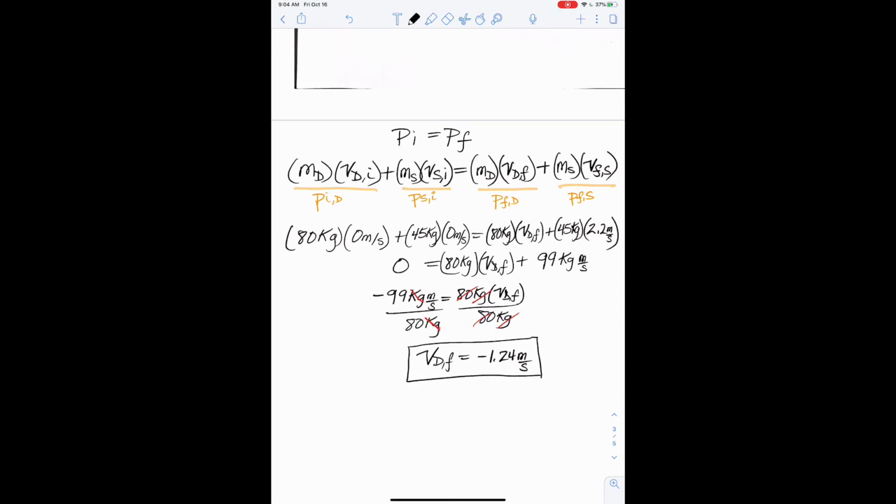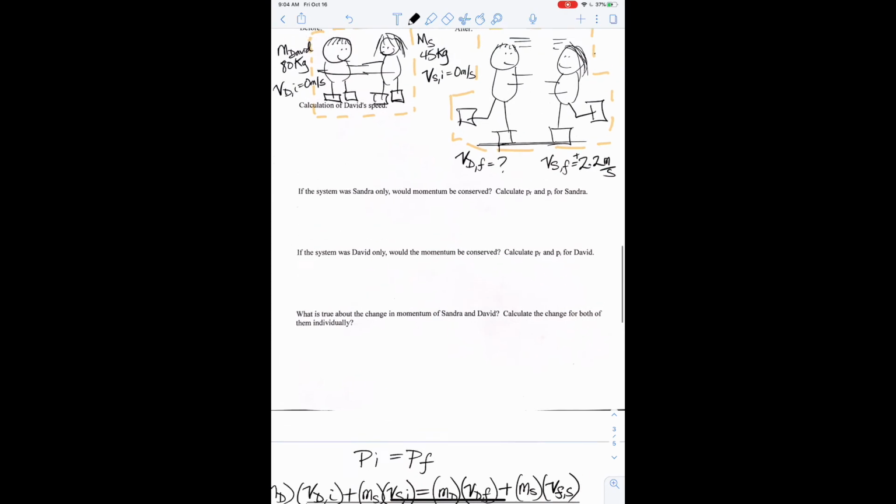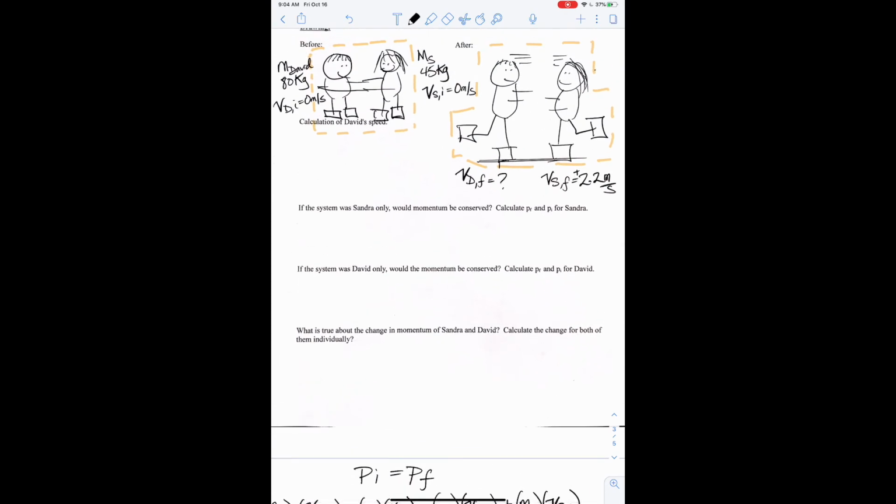What if the system was different, right? And so if we go back up here, the first question says, if the system was Sandra only, would momentum be conserved? And in this case, David would be an external force, the force from David. And so what we're seeing is when there's an external force, momentum is not going to be conserved. Let's look at why that is.